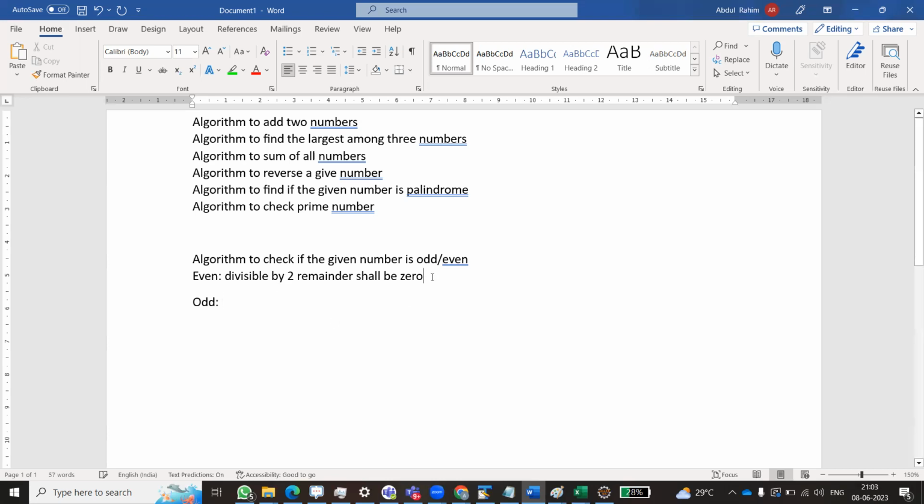Examples. Let's take, what are the examples? 2, 4, 6, 8, 10, and so on, right? So all these numbers, if you divide by 2, the remainder would be 0. But here 1, 3, 5, 7, 9, these are the numbers. In case you divide by 2, the remainder will not be 0, right? So how do you write the algorithm to execute this? Can someone just tell the steps?